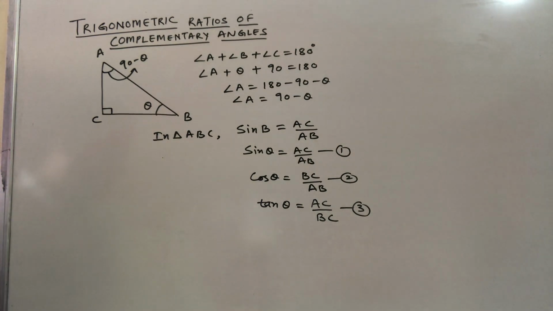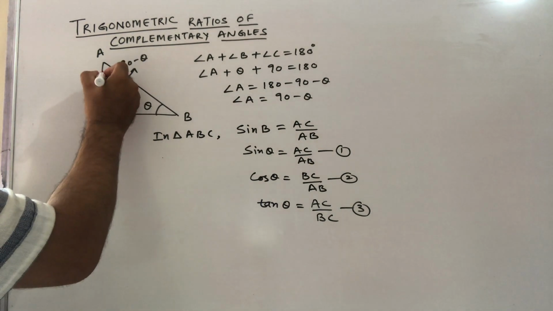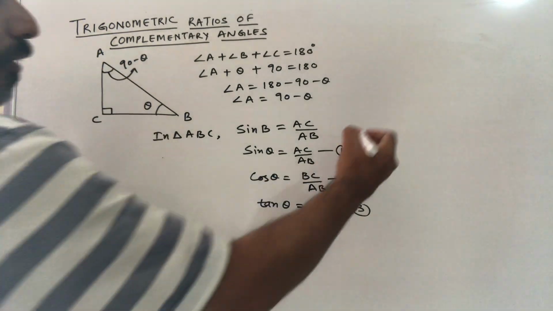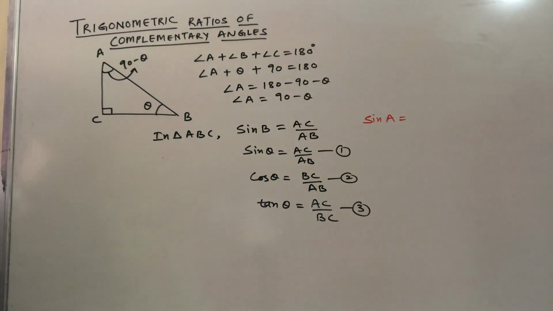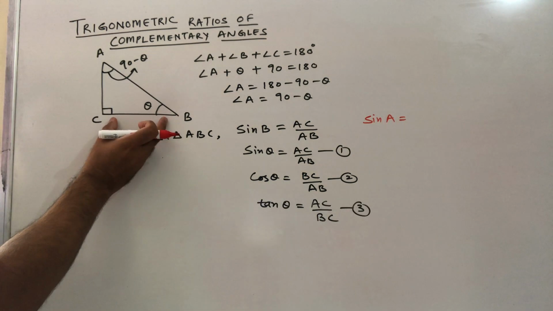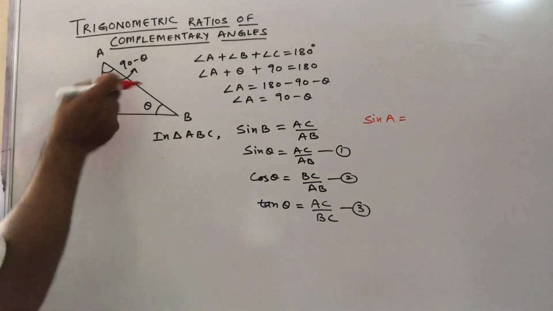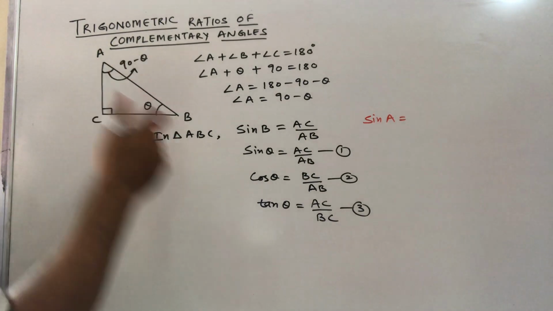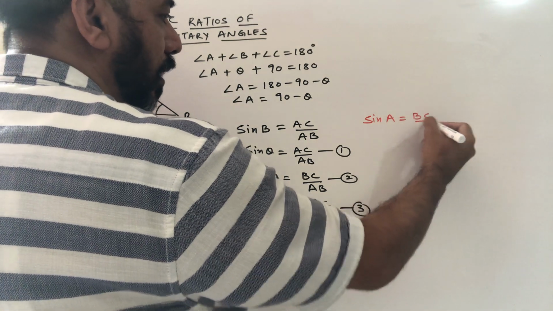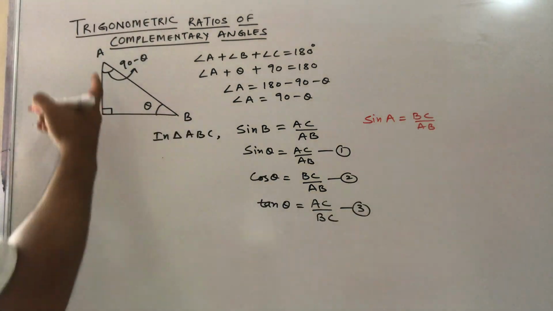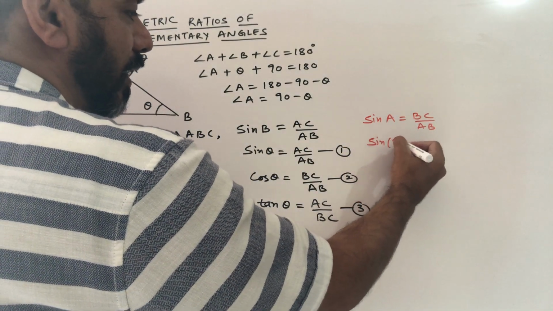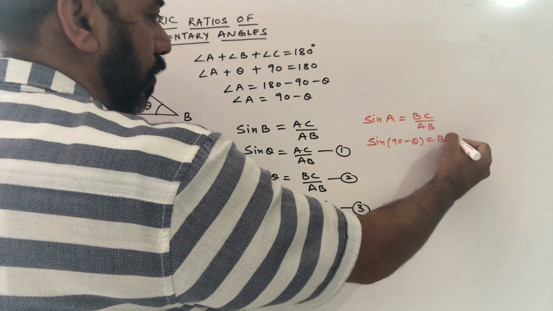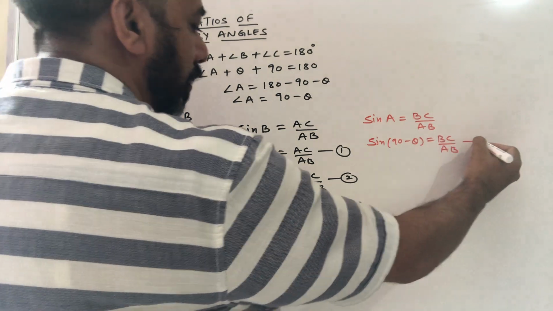Now in the second part, I will take this as the angle A. So if I take out the value of sine of A, this is the perpendicular, this is the base now. So what is the value of sine A? Perpendicular BC upon AB. But in place of A, we can write 90 minus theta. So we can say that sine 90 minus theta is also BC upon AB. This is equation number 4.